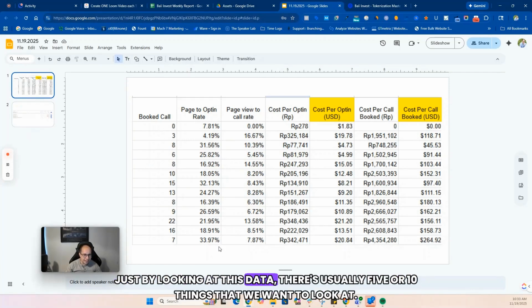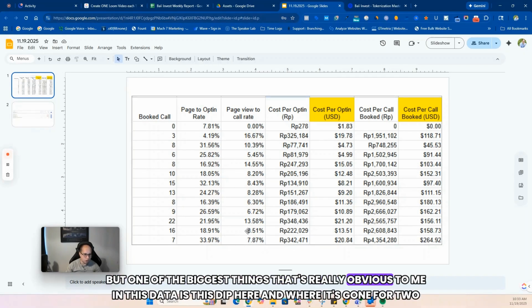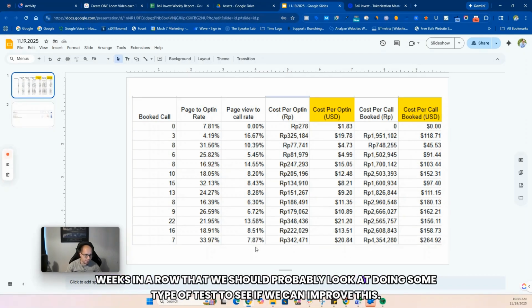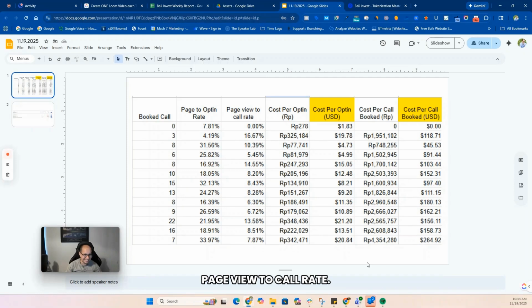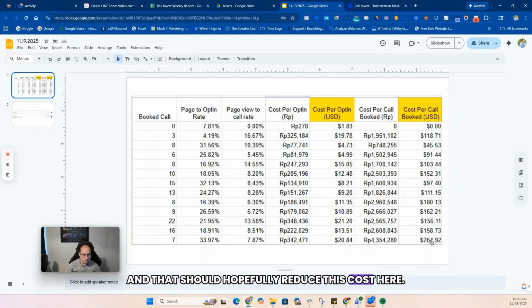So that's one data point that we're going to look at. Just by looking at this data, there's usually 5 or 10 things that we want to look at. But one of the biggest things that's really obvious to me in this data is this dip here, and where it's gone for 2 weeks in a row, that we should probably look at doing some type of test to see if we can improve this page view to call rate. And that should hopefully reduce this cost here.